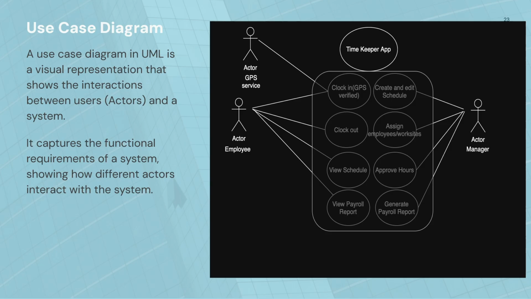Next is our use case diagram. This is a visual representation that shows the interactions between the actors in the system. So you can see we have different actors such as the GPS system, the employee, and the manager, and these can all do different things such as clock in or clock out and approve hours for the manager.